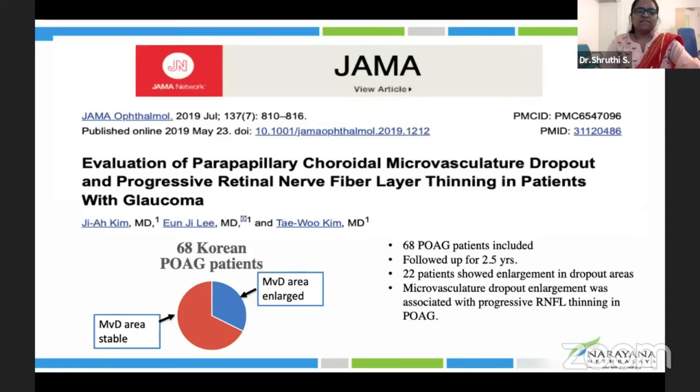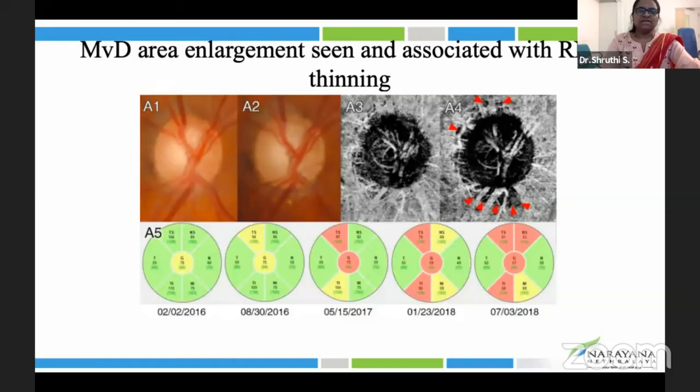This is another study where 68 POAG patients who had microvascular dropout at baseline were followed up for 2.5 years. 22 patients showed enlargement in the dropout areas, and microvascular dropout enlargement was also associated with progressive RNFL thinning in the POAG eyes. This is an example from the same study, a case report. Here we can see the progressive RNFL thinning associated with enlarged microvascular dropout, indicating hyperperfusion. There is a global thinning as well as sectoral thinning of RNFL.